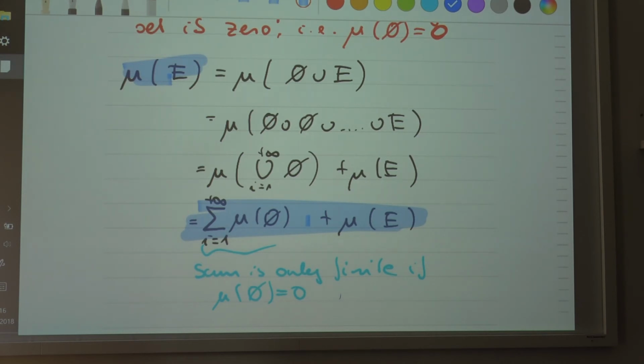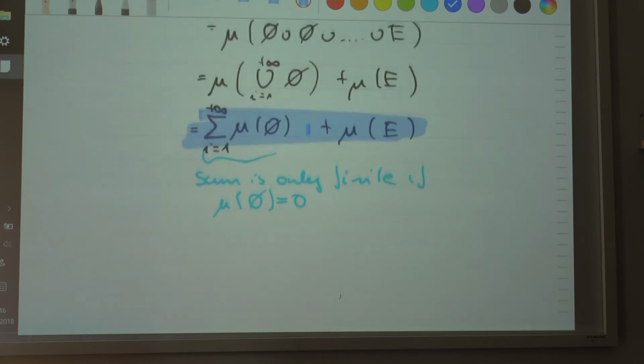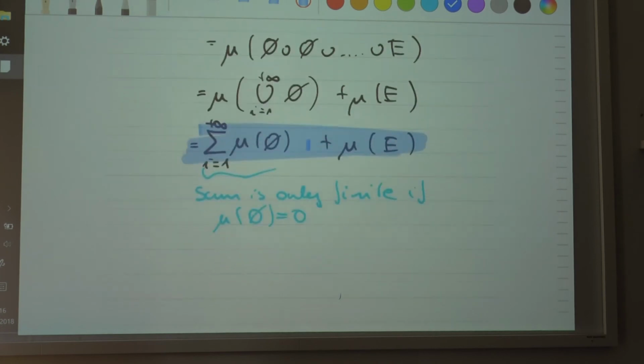So if there is at least one set of which the image of the set is finite, then of course the image of the empty set must be 0, otherwise it wouldn't work. But on the other hand, just because the image of the empty set is equal to 0, it does not mean that there exists a set from the sigma algebra of which the image is finite. You understand that? So the sum is only finite if the image of the empty set is equal to 0.